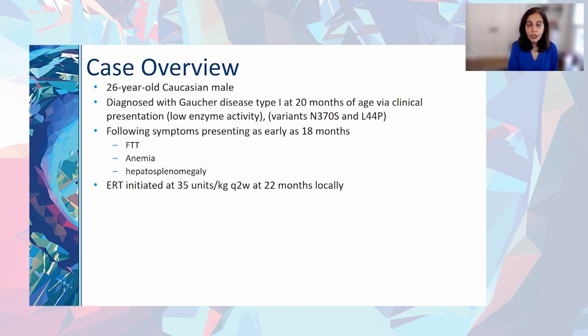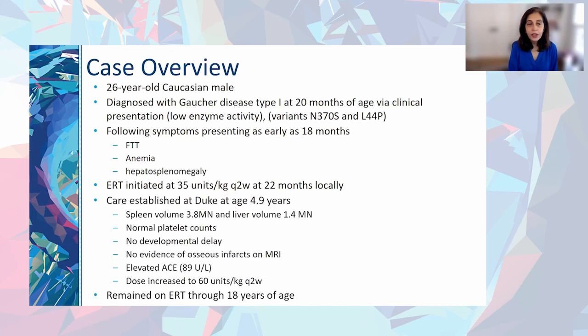Enzyme therapy was initiated at 35 units per kilogram every 2 weeks at 22 months at the local institution where he was diagnosed. He was then transferred to Duke at age 4.9 years. At that time, we found that his spleen volume and liver volume were increased. He had normal platelet counts, no developmental delay, no evidence of osseous infarcts on a bone MRI, but he had elevated biomarkers in the form of the angiotensin converting enzyme and also an increase in the chitotriosidase.